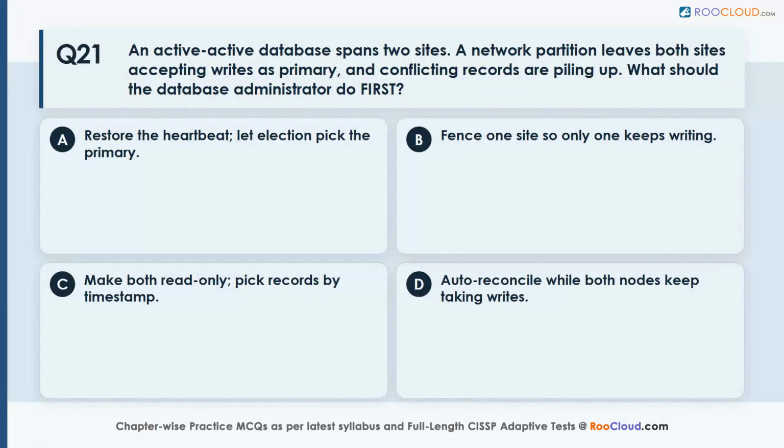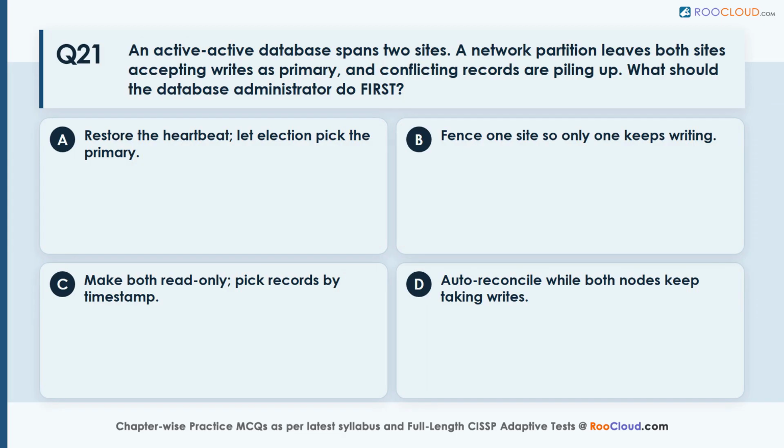Question 21. Split brain is making things worse every second. The partition left both sites accepting writes. Conflicting records are piling up. The first job is to stop the divergence, not to sort out what already diverged.